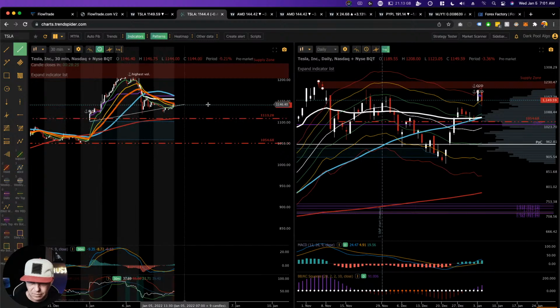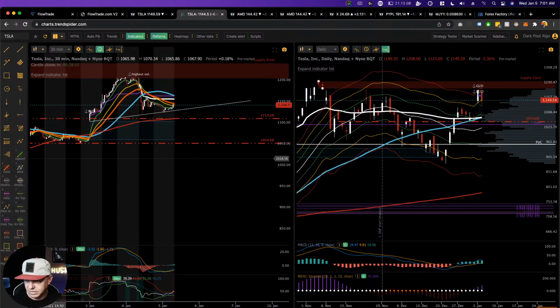One more look at Tesla. Right, trendline support, 200 SMA on the 30-minute. If any of that starts to break down, I'm going to look to target 1050.